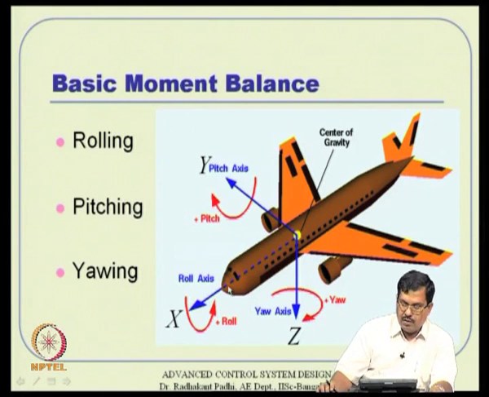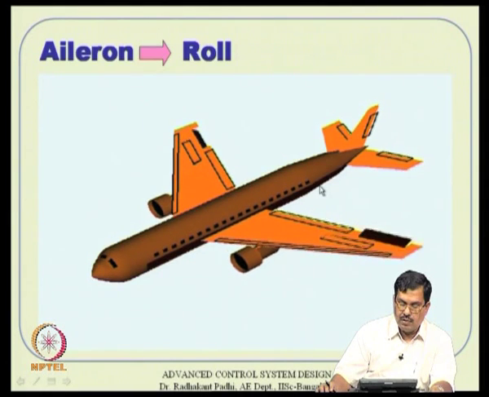Any positive motion about the x axis, by the right hand thumb rule, we call positive roll. Similarly, if you grab the y axis with your right hand, with your thumb pointing towards the y axis, then the direction in which the aircraft will rotate is called pitching motion. And similarly, this is yawing motion. So roll, pitch, yaw are the motions about the x, y, z axes. And this is what we discussed before.